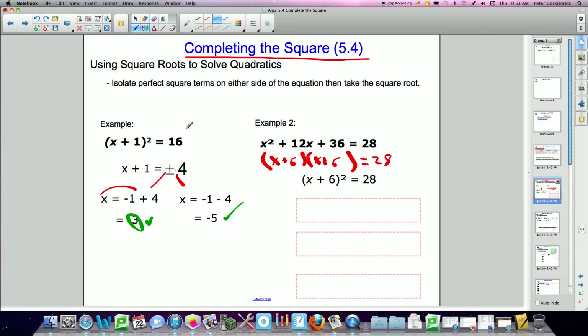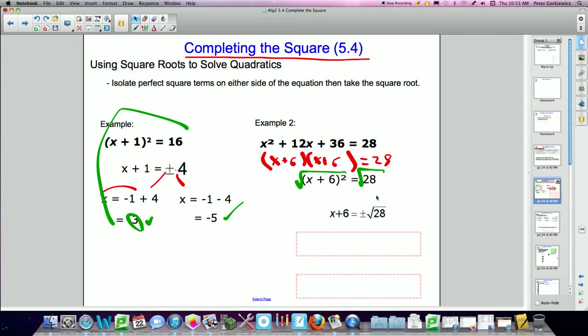And then you can just do this trick with it, right? You can just say, all right, square root of that and square root of that. The square and the square root cancel. And you're left with the radicand, x plus 6. And the square root of 28 is the square root of 28. Neat. And then you can just subtract 6 from both sides. Minus 6. Minus 6.